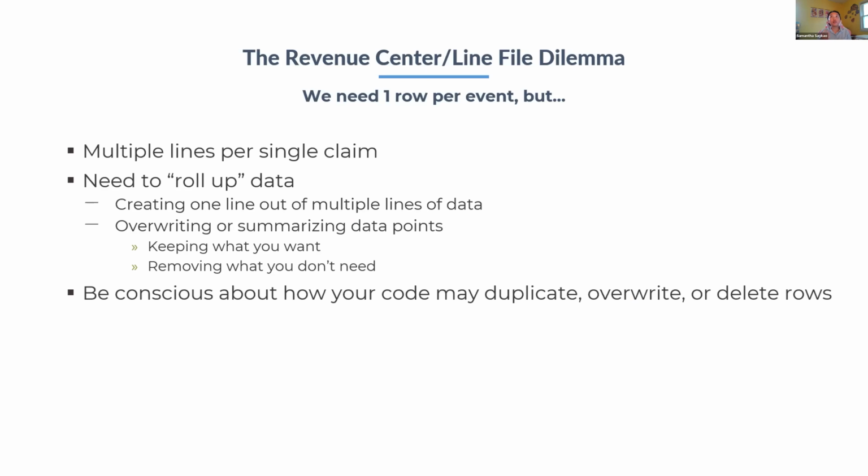This part, you have to be especially careful about how you code things because you may accidentally duplicate, overwrite, or delete rows. So normally when I do this in the CMS claims data, I use very small observation counts. Maybe I'll do obs equals 10 or obs equals 100 just to make sure that everything rolls up how I intend it to.